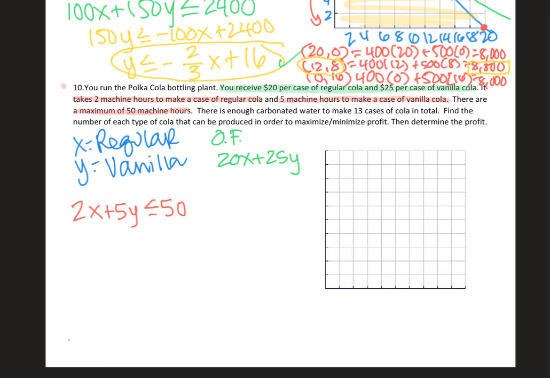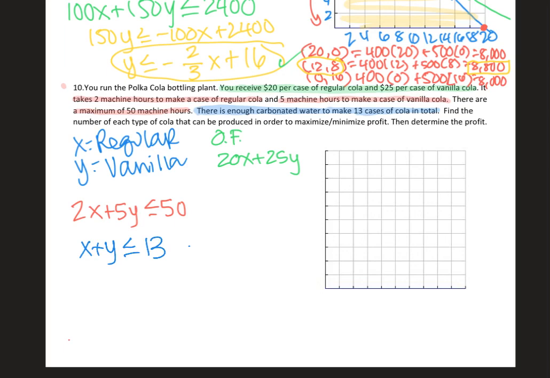All right, the next sentence. There is not enough carbonated water to make 13 cases of cola in total. So every time I say in total, that means add, okay? Now I'm not saying there's a specific price range or anything that goes with cases. I'm just saying in total, however many cases I have, okay? So I'm going to say x plus y is less than or equal to 13. So I'm saying a certain number of regular plus a certain amount of vanilla has to be less than or equal to 13. Okay? All right, find the number of each type.